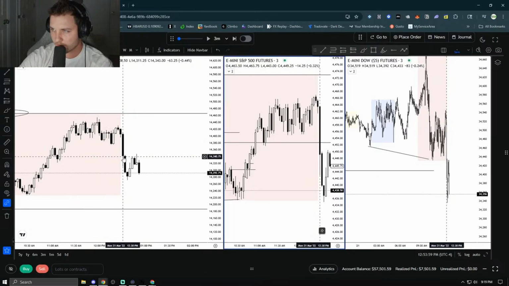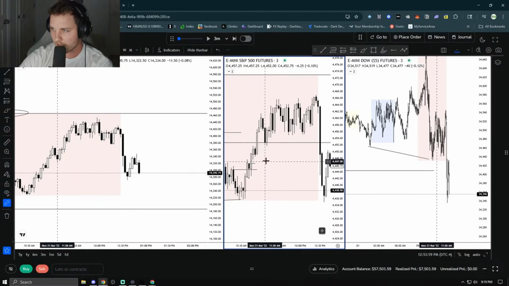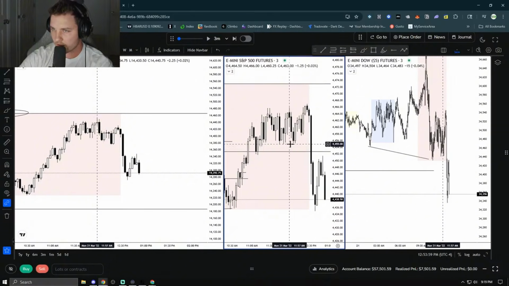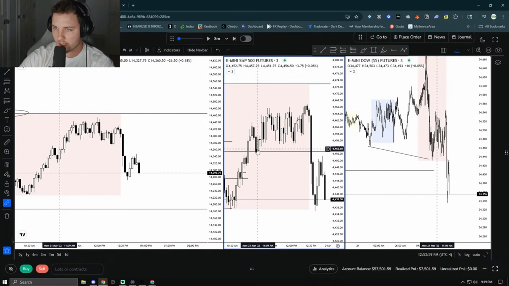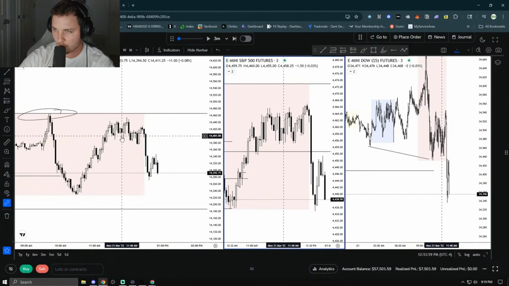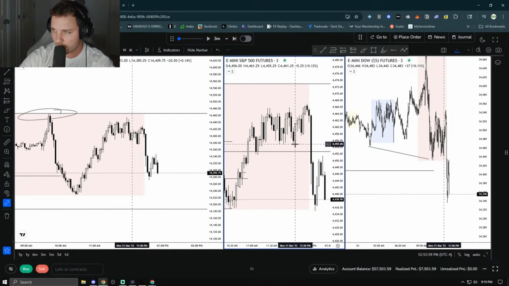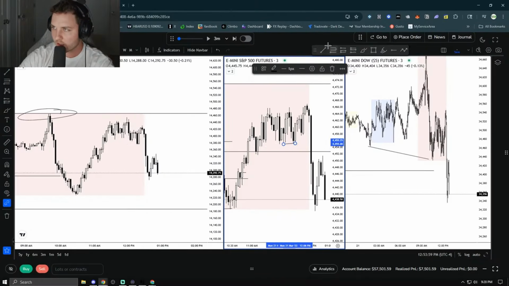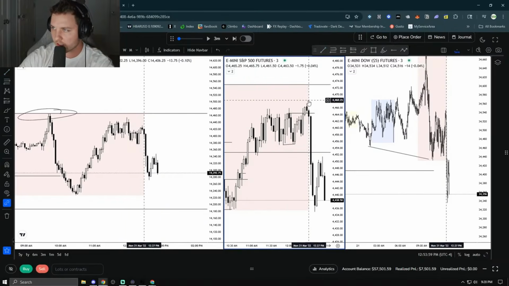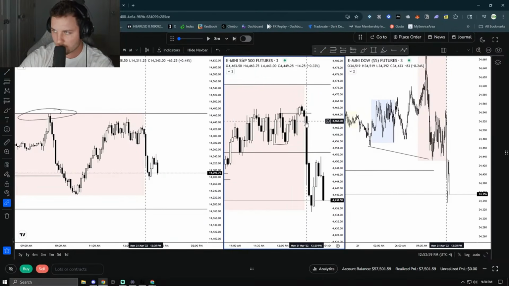And maybe trying to, this is how I get better, by the way. I try to evaluate what I could do better. Okay, so this is what I see. An SMT here, it's stronger. This order block here legit has to hold.